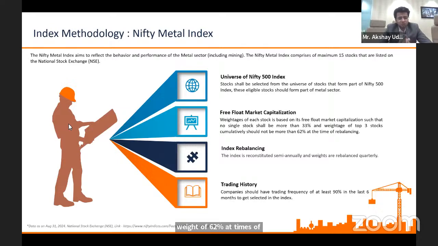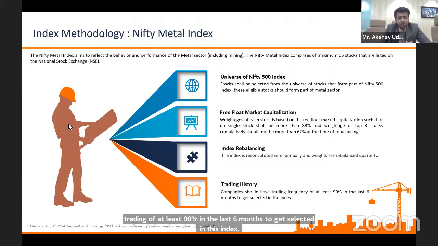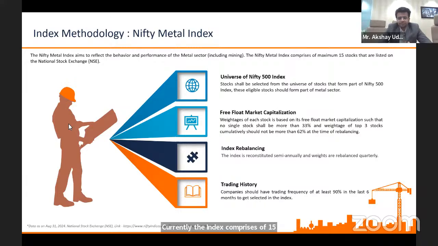The index is reconstituted semi-annually, so you will be having portfolio changes, securities going in and out on a semi-annual basis, and the weights are rebalanced quarterly. And finally, there is a liquidity filter to create this index. The companies should have a trading frequency of at least 90% in the last 6 months to get selected in this index. Currently, the index comprises 15 stocks listed on NSE.